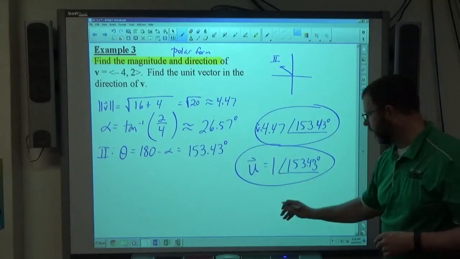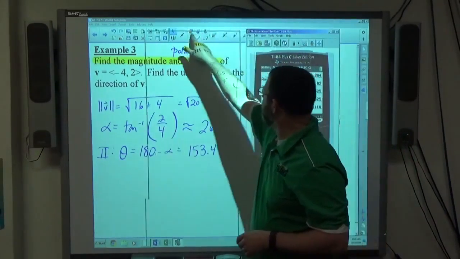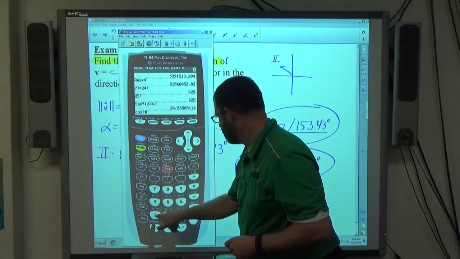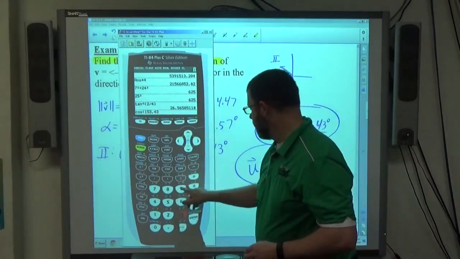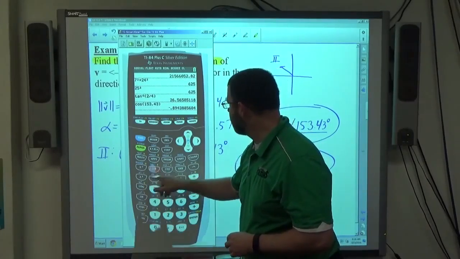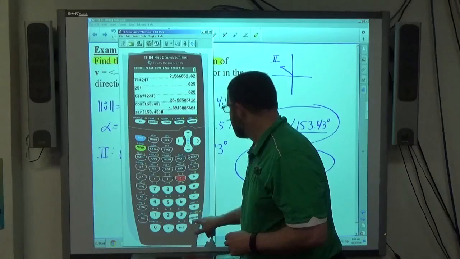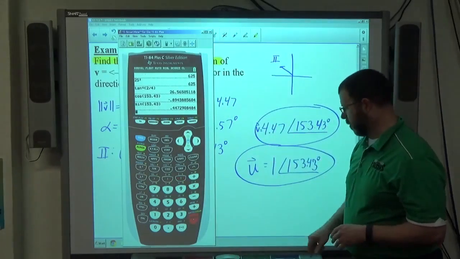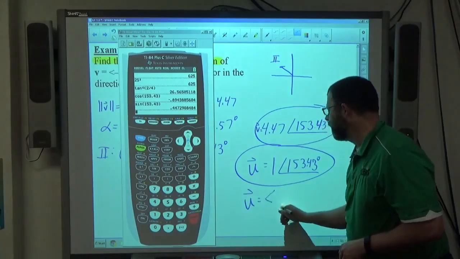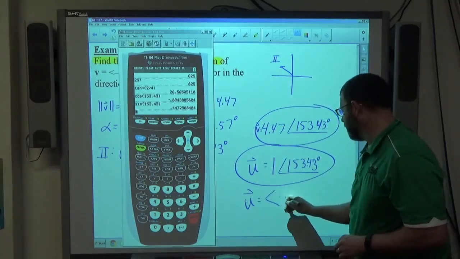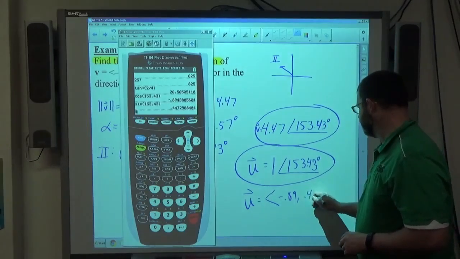So if I just do the cosine of 153.43, 1 times that is the same as just that, right? And the sine of 153.43, that gets me the component. So u is going to be, in component form, negative 0.89, comma, positive 0.45.